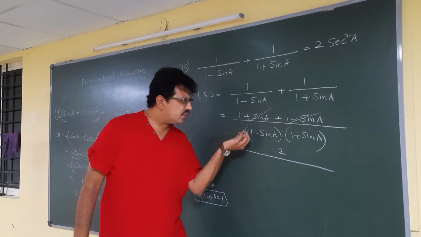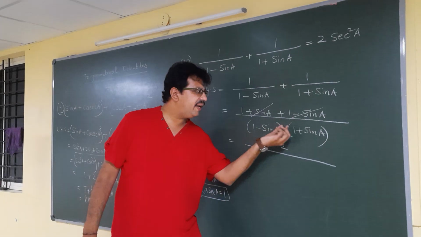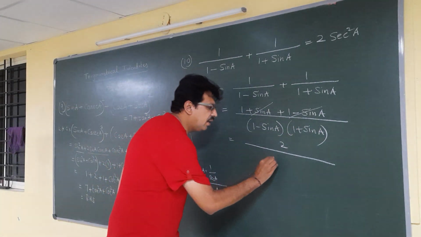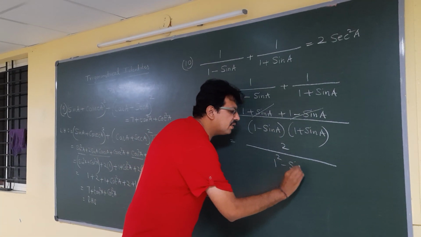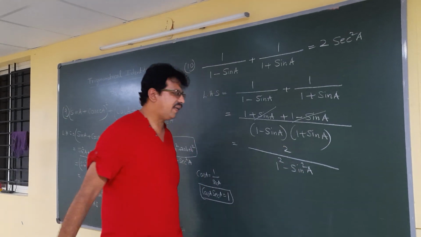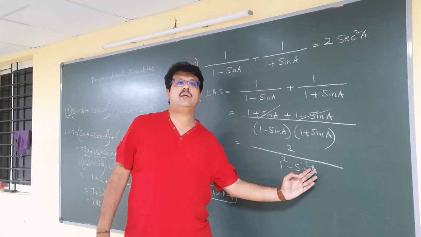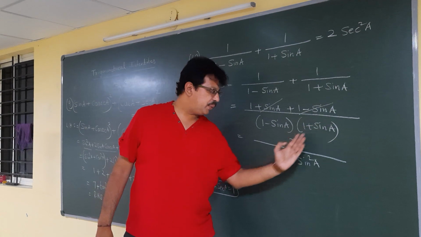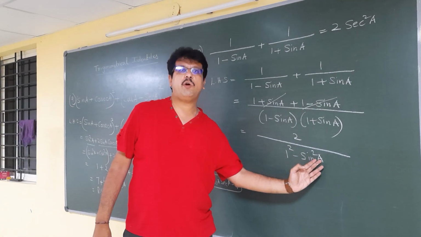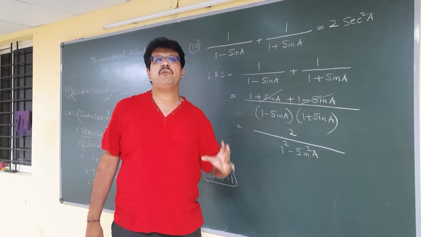And you can observe very carefully, children. 1 minus sin A into 1 plus sin A is nothing but 1 square minus sin square A. It is again A square minus B square. A minus B into A plus B is A square minus B square. That's a formula. You have to be very perfect.